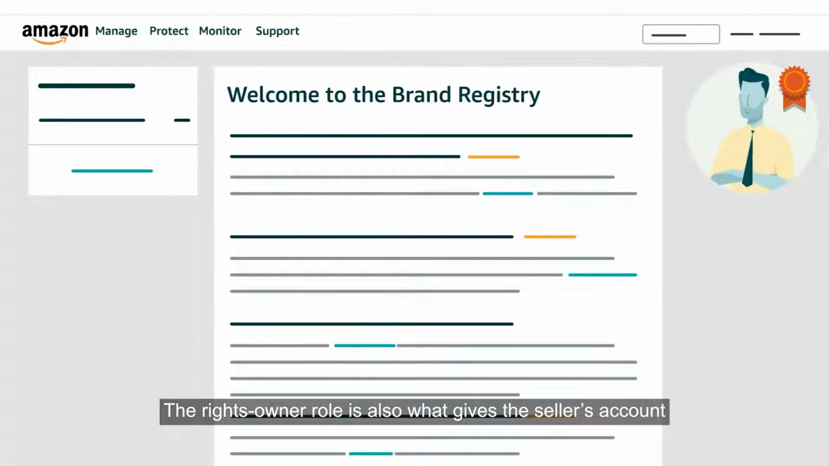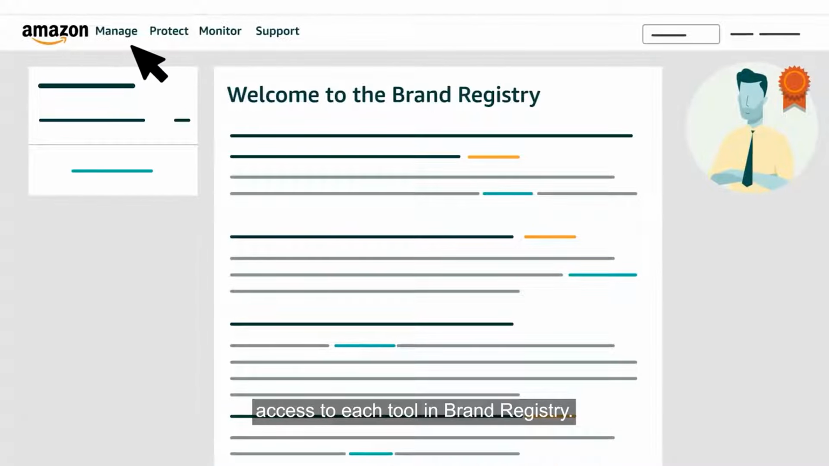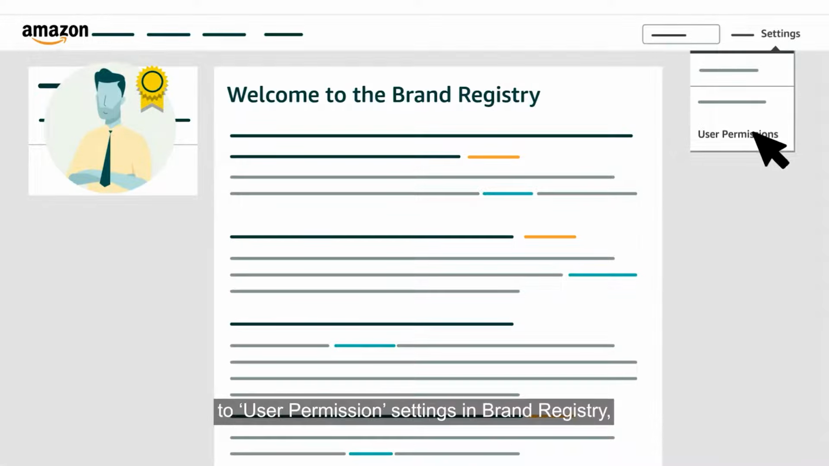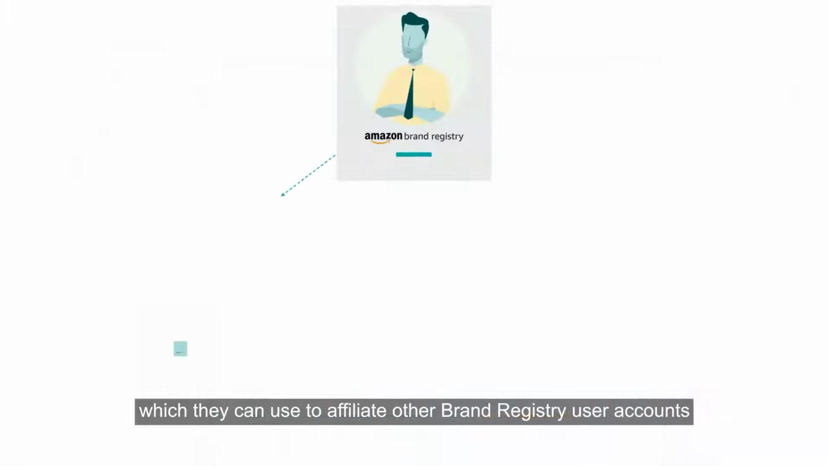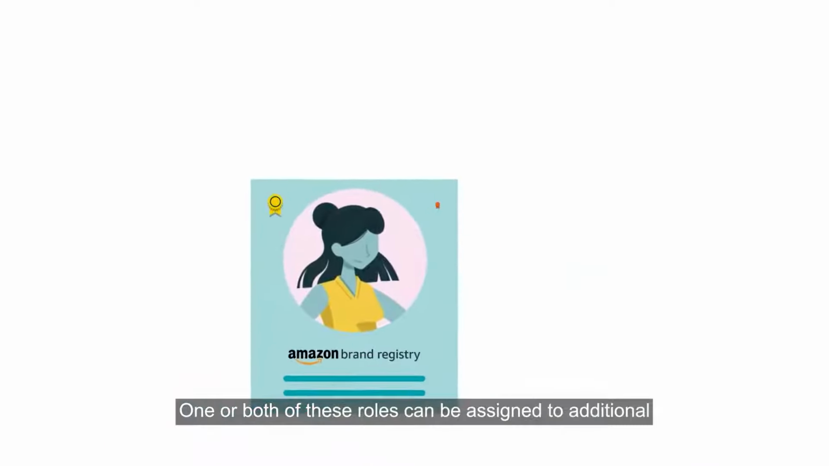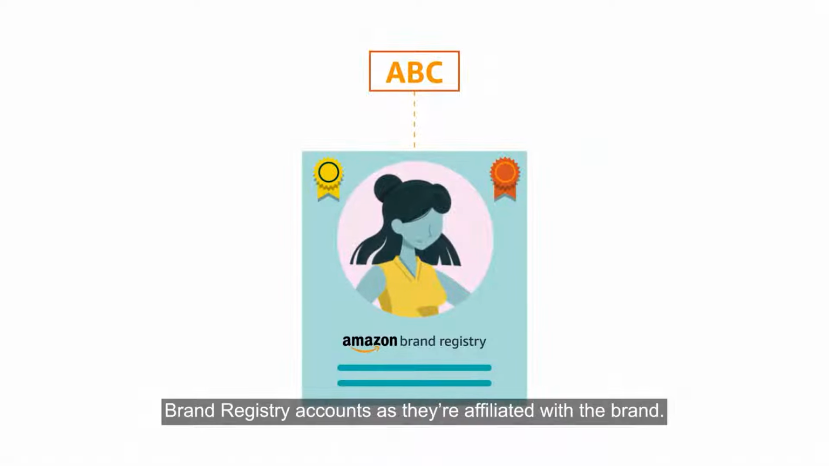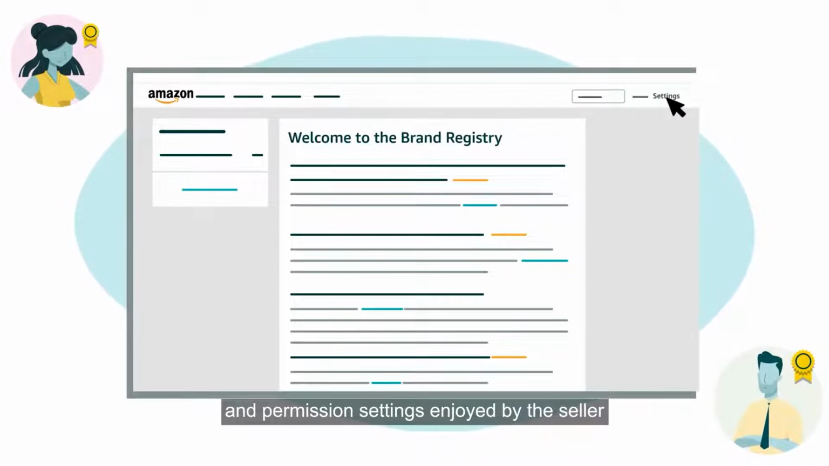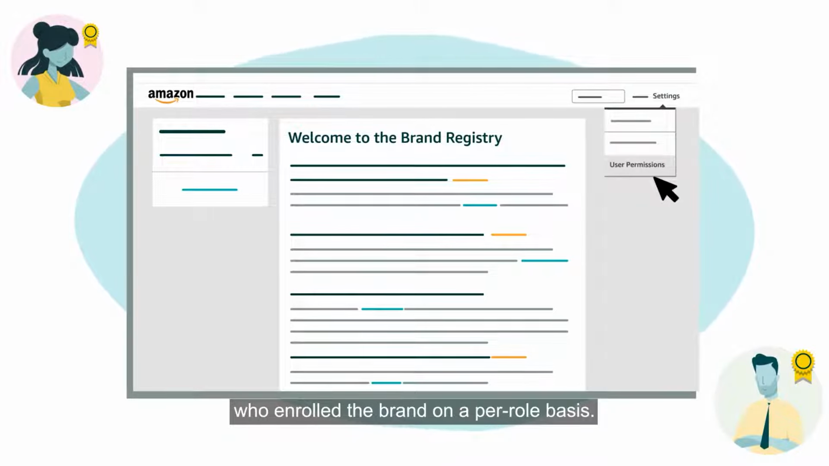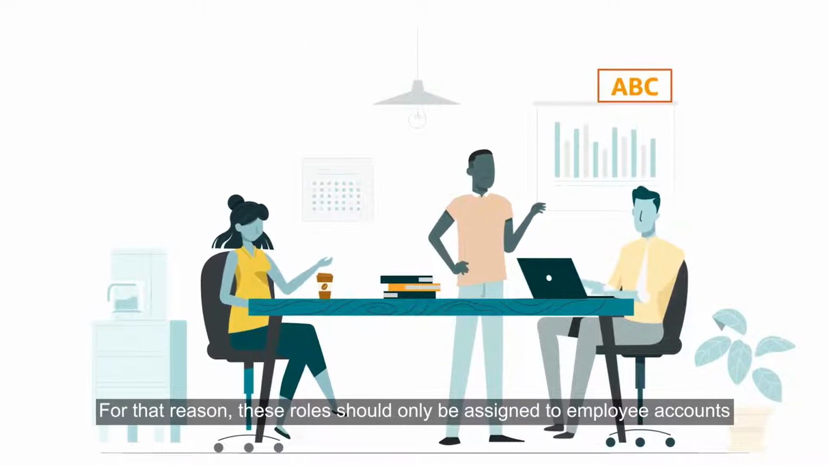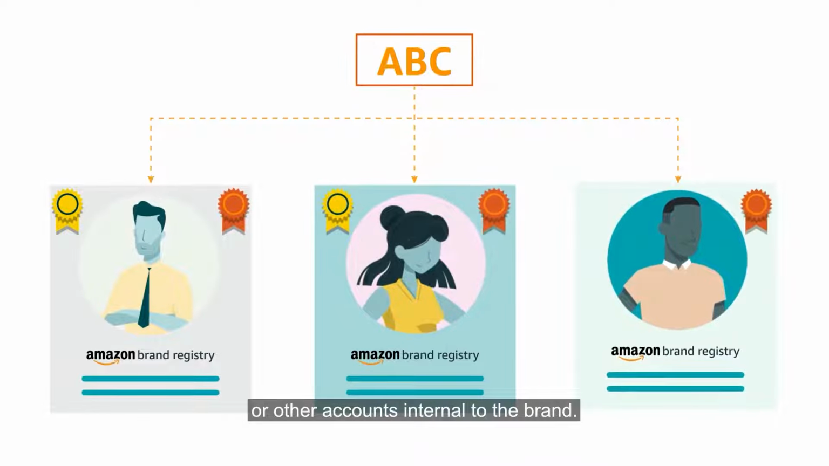The rights owner role is also what gives the seller's account access to each tool in Brand Registry. The administrator role is what gives the seller access to user permission settings in Brand Registry, which they can use to affiliate other Brand Registry user accounts and assign roles. One or both of these roles can be assigned to additional brand registry accounts as they're affiliated with the brand. Doing so extends the same access to brand registry tools and permission settings enjoyed by the seller who enrolled the brand on a per-role basis. For that reason, these roles should only be assigned to employee accounts or other accounts internal to the brand.